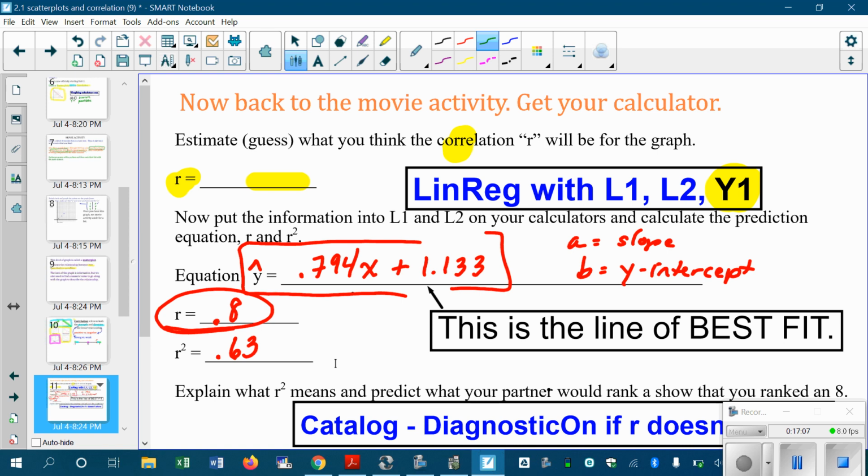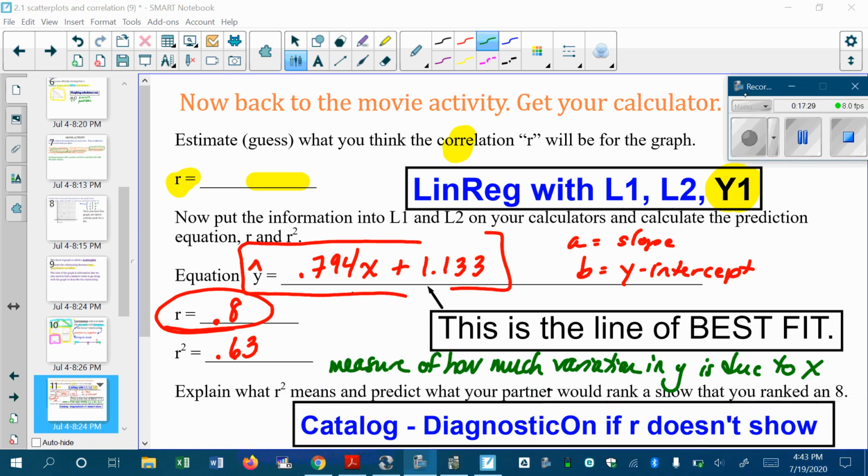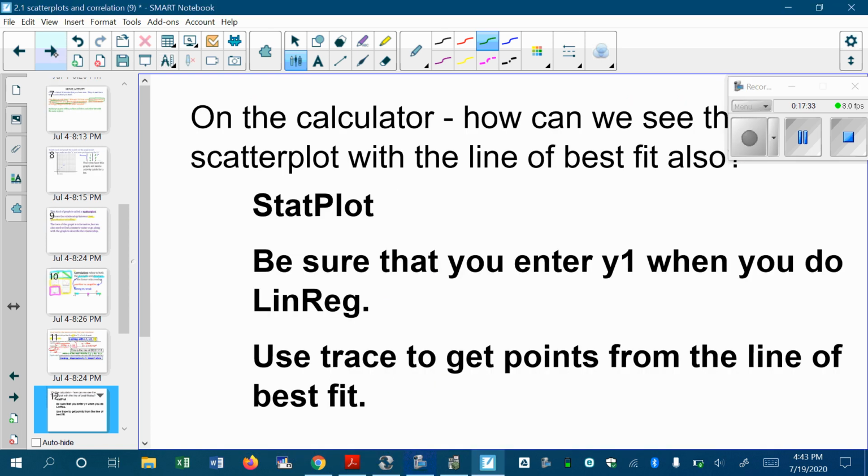It is a measure of how much variation in y is due to x. You can roughly think of it as a percent, okay? And so I had a little note here that we use catalog and diagnostic on if your R value doesn't show, and we went over that.